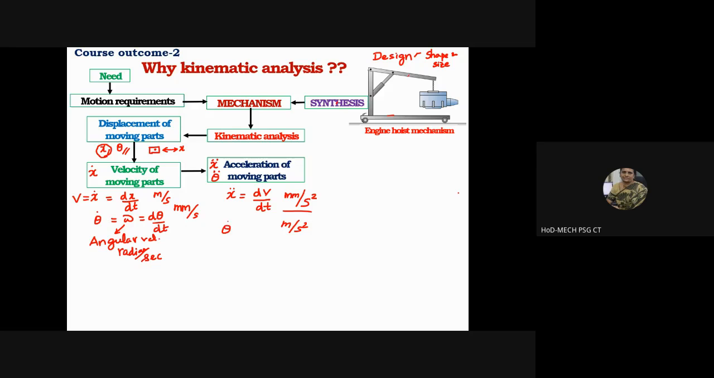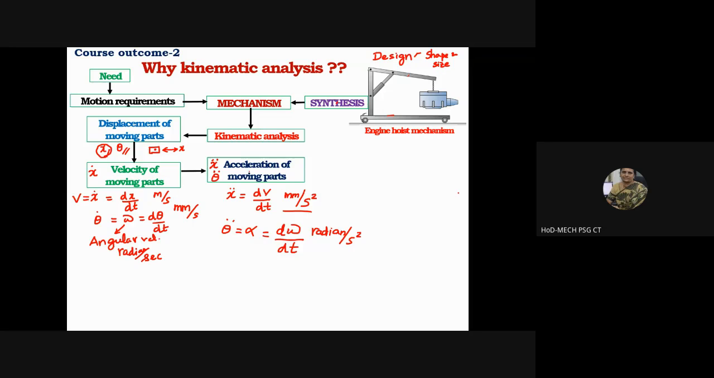Then theta double dot is the angular acceleration. We represent it by the symbol alpha. It is nothing but the rate of change of angular velocity, which is angular acceleration. So it will be d omega by dt. And what will be the units? Radian per second square.